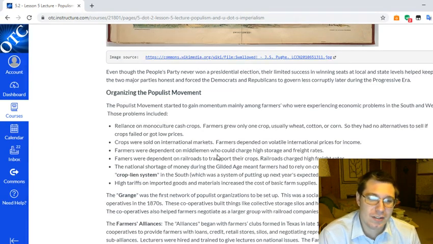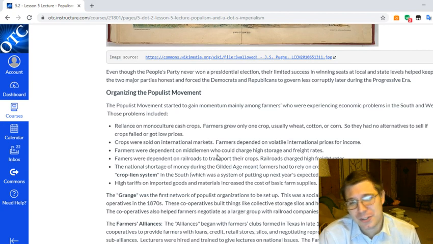Crops were sold on international markets, so farmers depended on volatile international prices for income. Farmers were dependent on middlemen who could charge high storage and freight rates. Farmers were dependent on railroads to transport their crops. Railroads charged high freight rates. That's one of those middlemen, right?